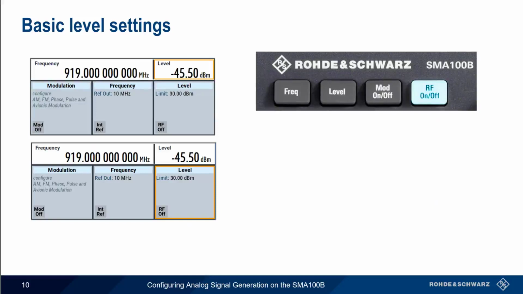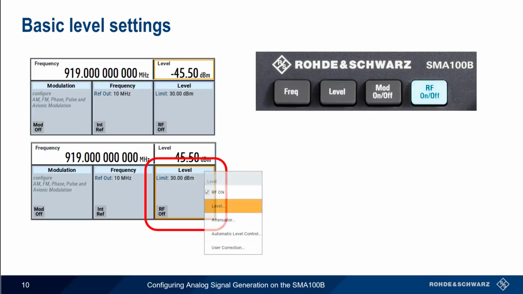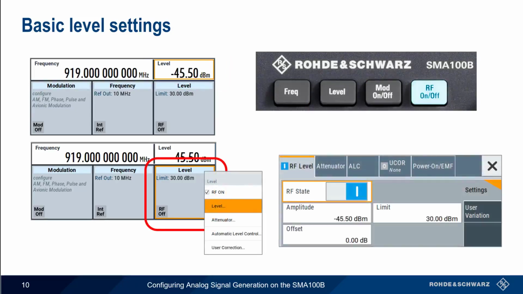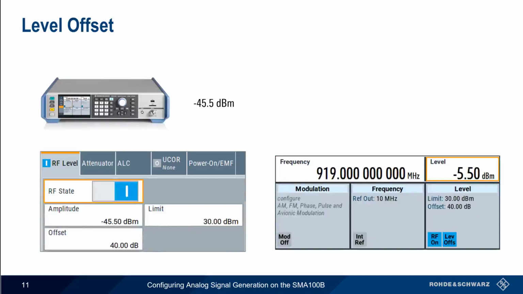As with frequency, we can set the level of our generator output using the level hard key, clicking on level in the status bar, or by clicking on the level tile and choosing level from the menu. The level coming out of the SMA is always the same as the level, or amplitude, entered in the RF level menu. We've already seen how the frequency offset works, and a level offset works in much the same way.